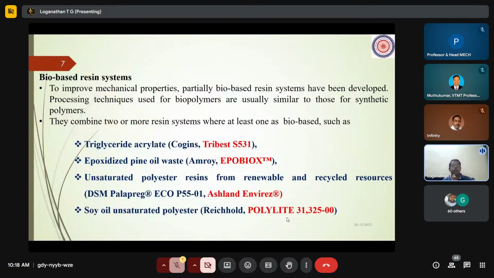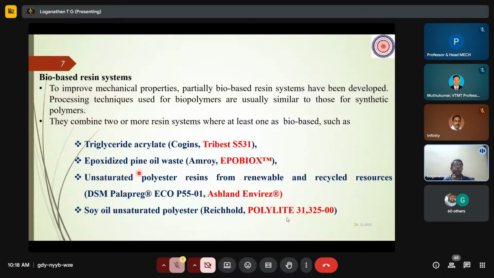And some of the bio-based resins are commercially available in the market, which you can try. These are meant for deploying in some structural applications as well. So that is coming up in the market. Triglyceride acrylate, whose commercial name is Tribest, we can procure and try, because most of these things are slowly coming up. The problem is the cost factor.